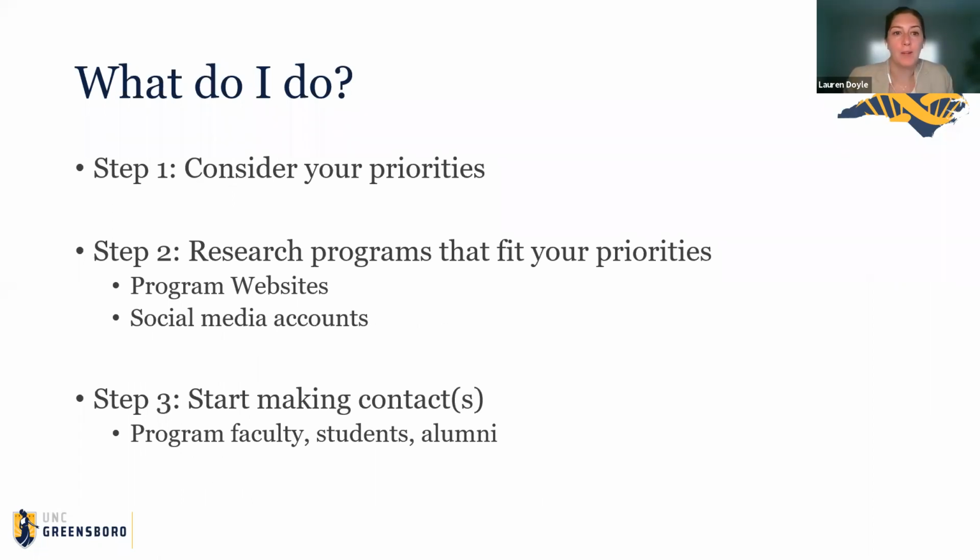You might be thinking, well, what do I do? So we're going to start by considering priorities. I'm going to walk you through some examples of that. Then step 2 is research programs that fit those priorities. You can start with program websites and social media accounts, and then move to some of the interpersonal components. And then step 3, making contacts, whether you start with program faculty or students or alumni, you attend some of the virtual events, have the opportunity to interface with representatives of the program, that will help to inform your perspectives.